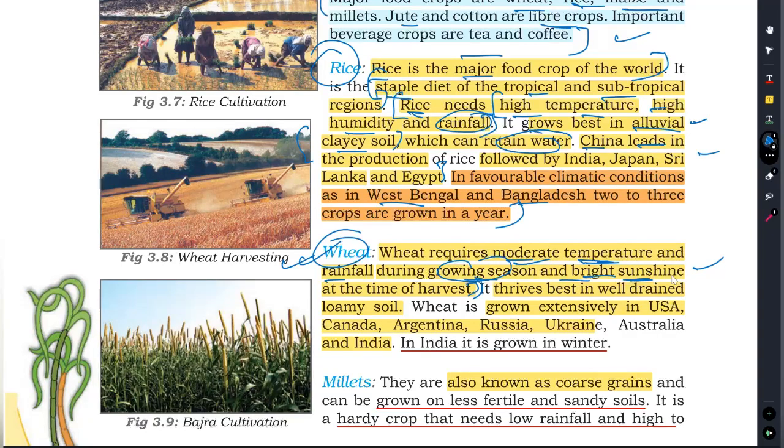It thrives best in well-drained loamy soil, which is required for wheat production, whereas for rice production you need alluvial clay soil. Wheat is grown extensively in USA, Canada, Argentina. You can remember just 2 to 3 country names, that is enough. In India, it is grown in winter. This is very important. They may ask you in which season wheat is usually grown in India. The answer is wheat is generally grown in India during the winter season.